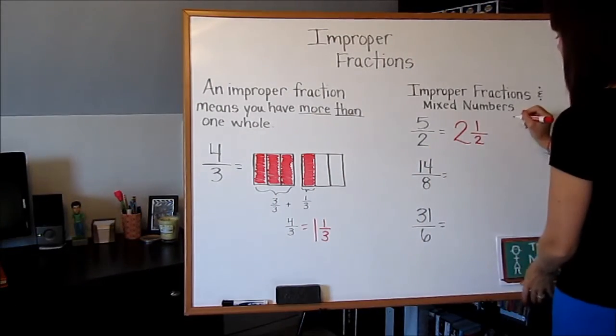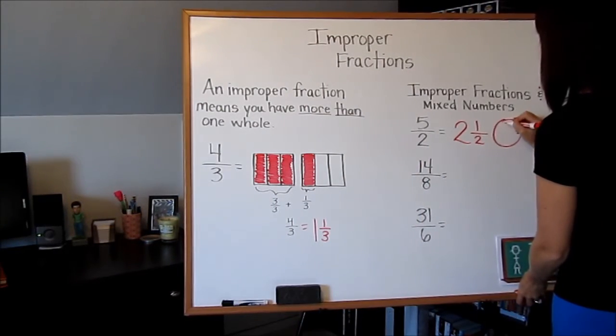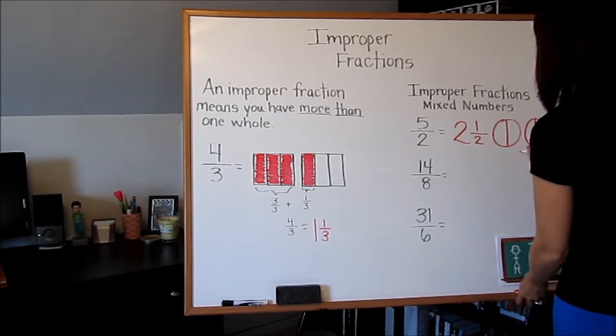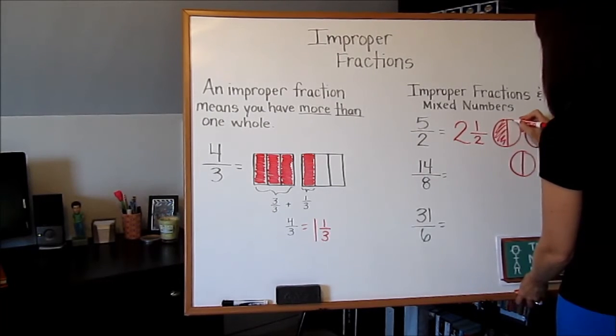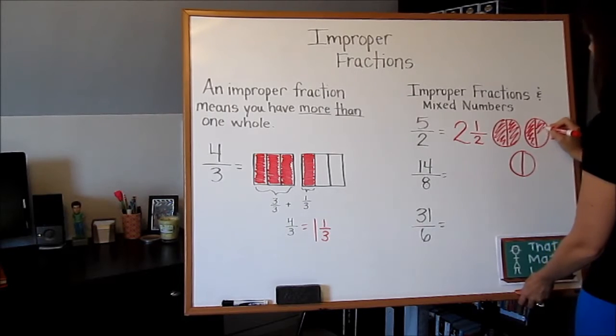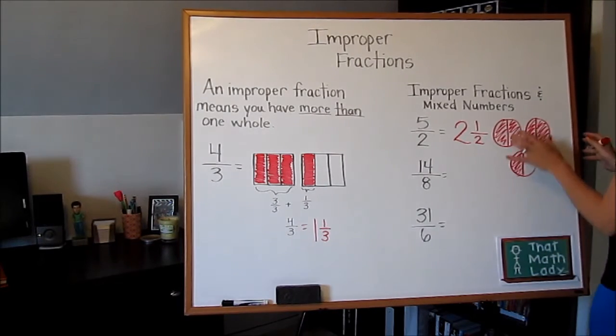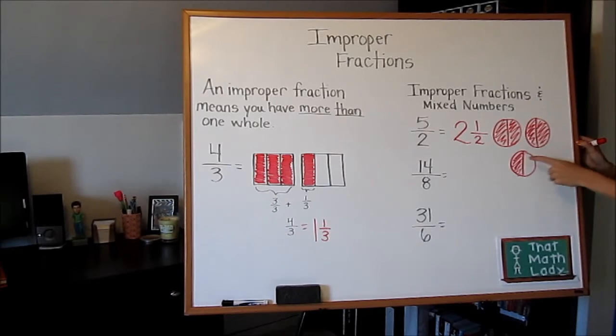And what that looks like is if I have 5 halves, I have 1 half, 2 halves, 3 halves, 4 halves, and 5 halves, which is 2 whole circles and 1 half of another. And that's how you can draw it.